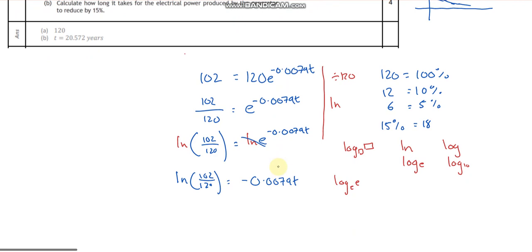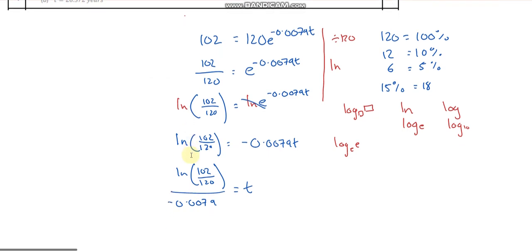Fantastic. And again, just to get rid of this number, I'm just dividing the way we've done since the very beginning, so ln of 102/120, and I'm going to divide that by negative 0.0079, and that is going to leave me with t. So right now, just practice that on your calculator. Make sure you can type that in, okay? I have very foolishly left my calculator at school, so I've got my phone, which I wouldn't recommend doing because you want to get used to using your calculator. And 20.572 years is the answer for that one.